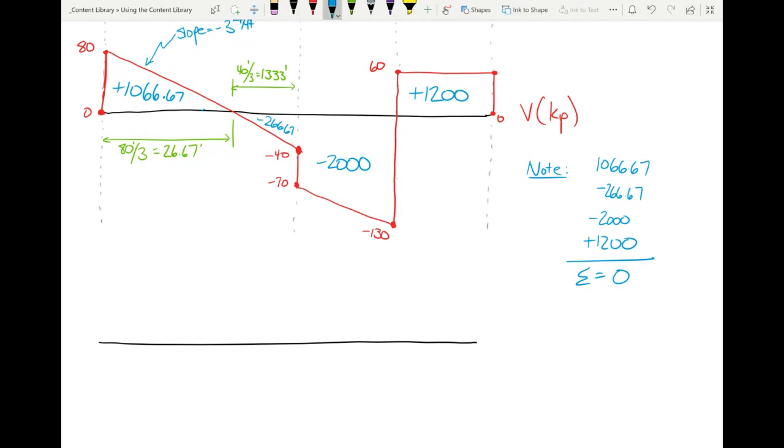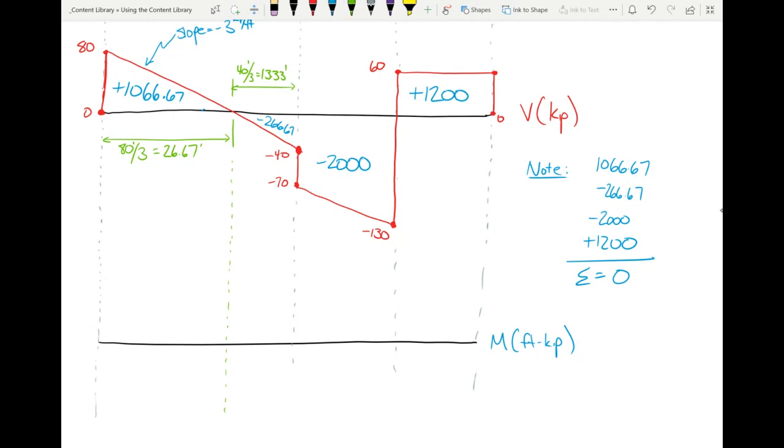All right, so moment diagram. Now, for the moment diagram, I'm going to draw these little guidelines down. But I'm actually going to draw one more, right here, because that's where you can see the shear diagram kind of crossed. I'm going to draw that one because I kind of need that one too.